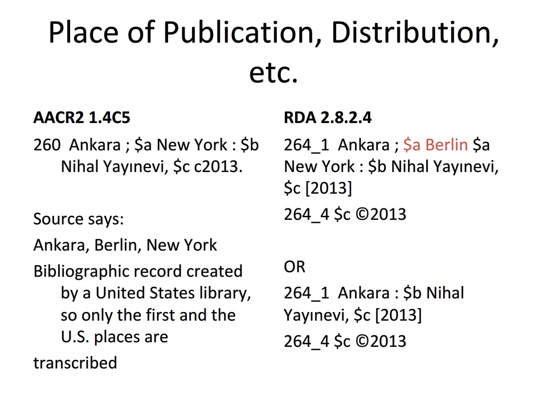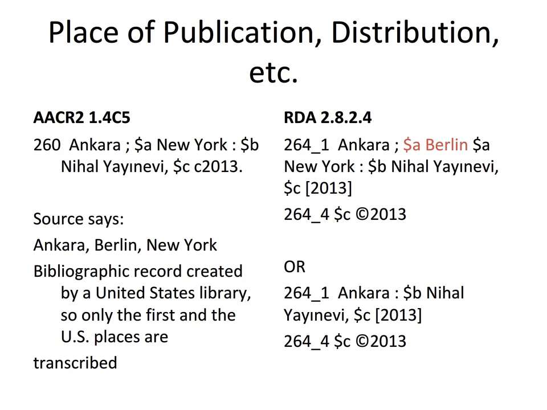AACR2 gave rather complicated instructions about what to do when there are multiple places of publication listed. Always, the cataloger gave the first place listed. Then the results changed based on the home country of the cataloger. If the first place was in the country of the cataloger, the 260 subfield A was finished.